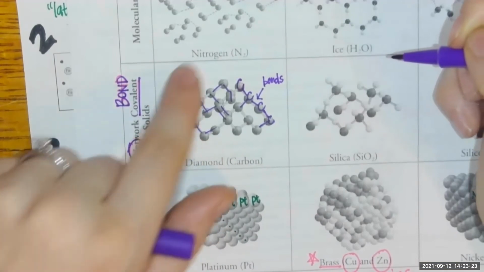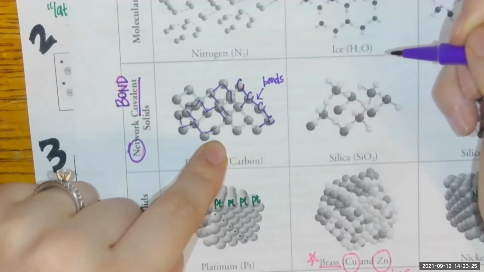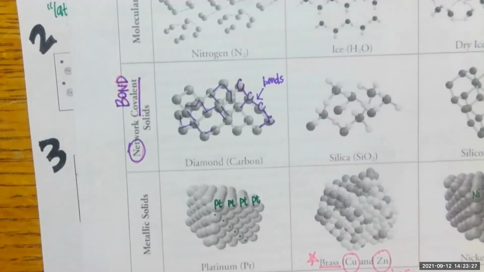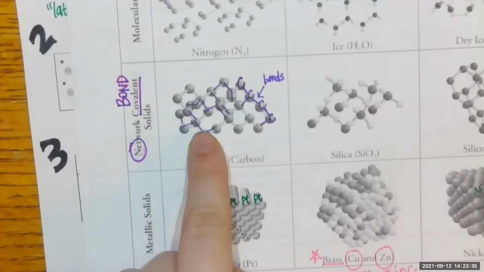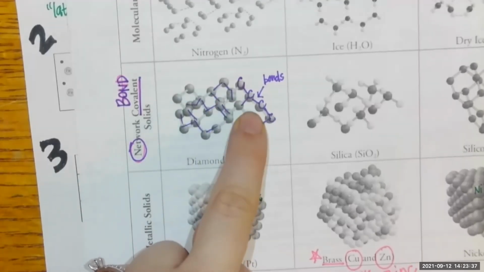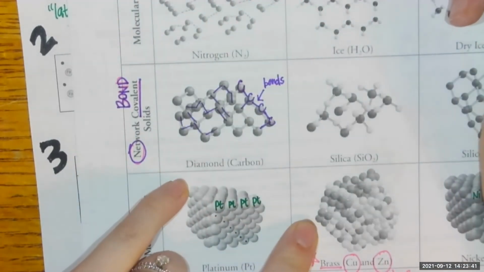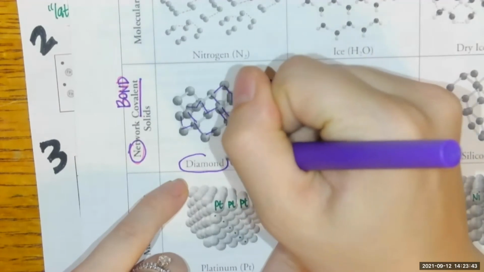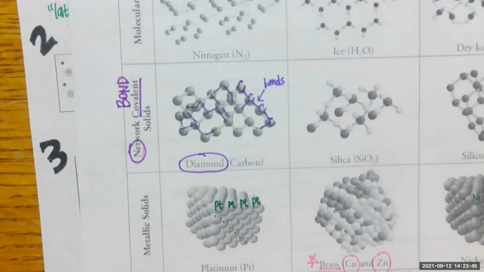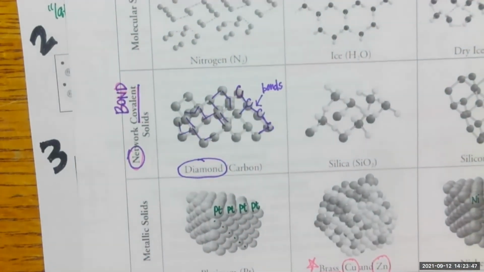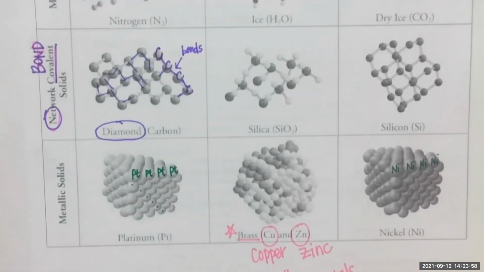So obviously this is a very strong structure. Breaking bonds is like ripping off someone's arm. That's not going to happen very easily. And you've got that happening over and over again. So network covalent solids are very strong, which you already know, diamond is one of the strongest things in the world. So some other examples here.